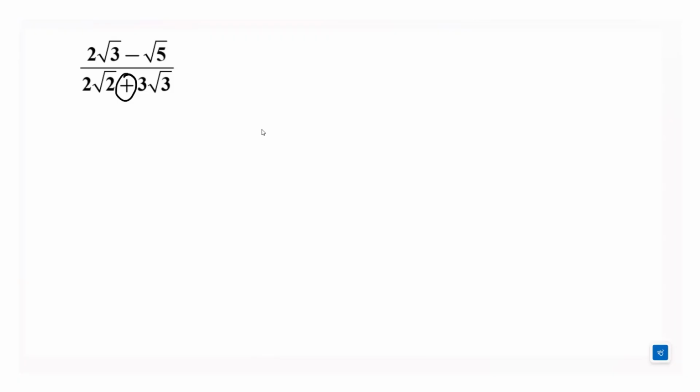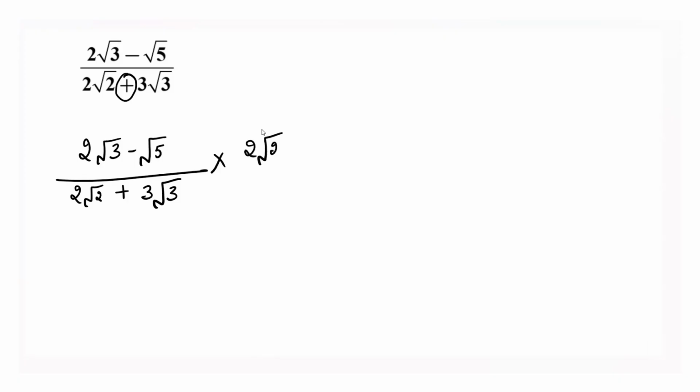So here, if I have to rationalize, what should I do? I will multiply the number with 2 root 2 minus 3 root 3 so that the sign will change. Once we solve it, we'll understand why it is important. Once we multiply, the numerator also needs to be multiplied with the value, and the denominator also needs to be multiplied with the same value.